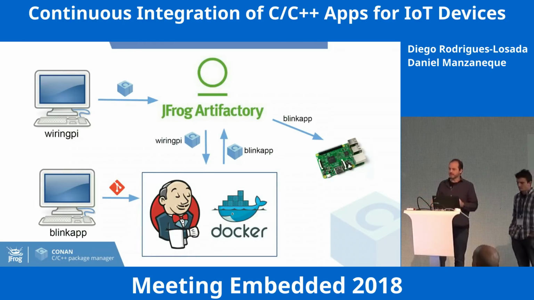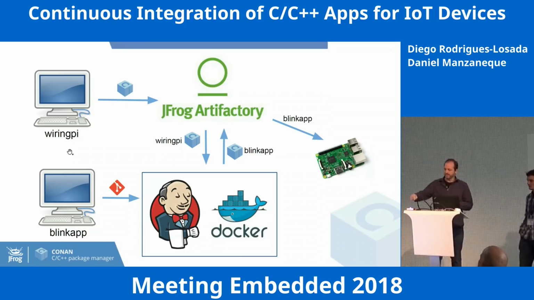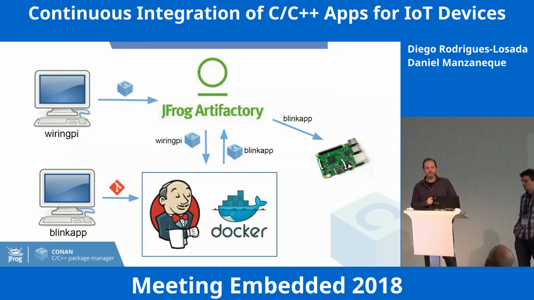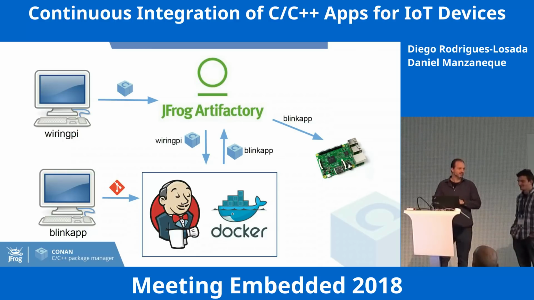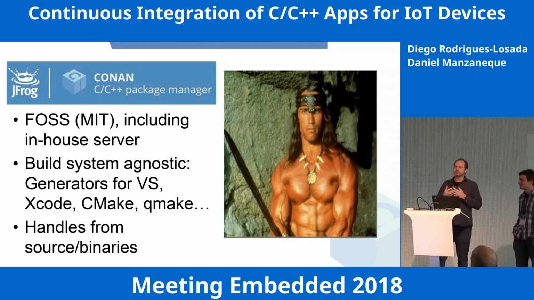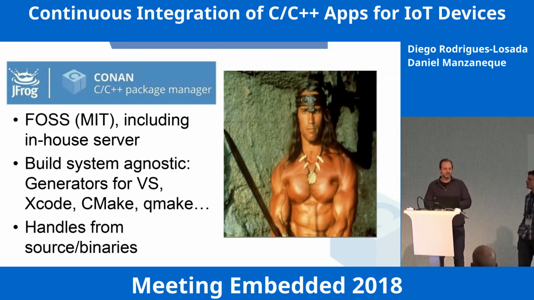So our talk today is basically a live demo with many pieces. We are going to use this Raspberry Pi here live with a blinking LED, the most complex application for IoT out there for demos. And we are going to use the wiringPi library to control the input-output ports of the Raspberry Pi, and we are going to use this technology. So let me first introduce Conan.